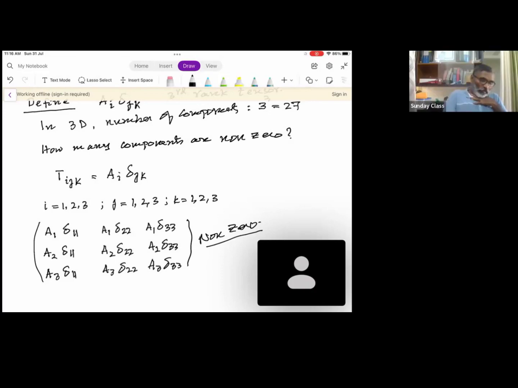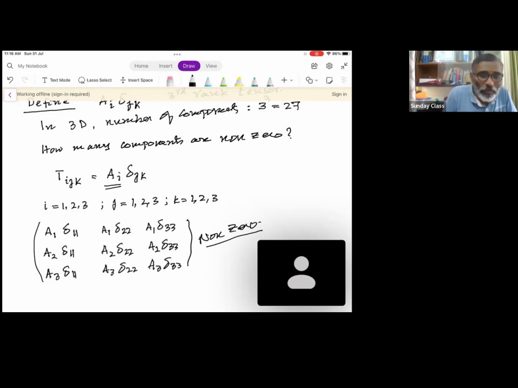Because it doesn't matter whatever I is, for every I, j equal to k is 1. That means there are 3 such things, and there are 3 into 3, right? So that is how you will get 9 of them. I have listed them here.